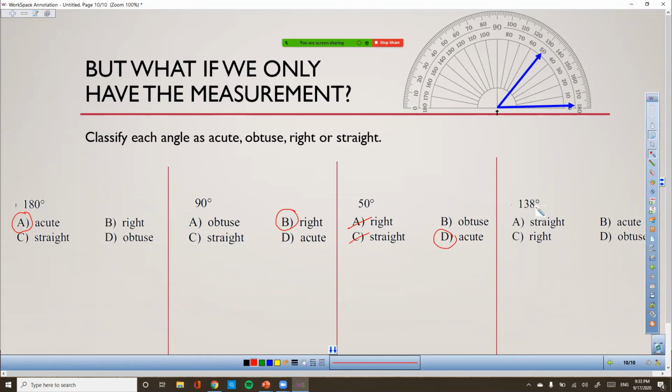But then what about if it's 138 degrees? If I look at my protractor here, I start at 0, and if I open up 138, it'll be somewhere around here. Then obviously it has to be an obtuse angle because it's more than 90, but less than 180 degrees.